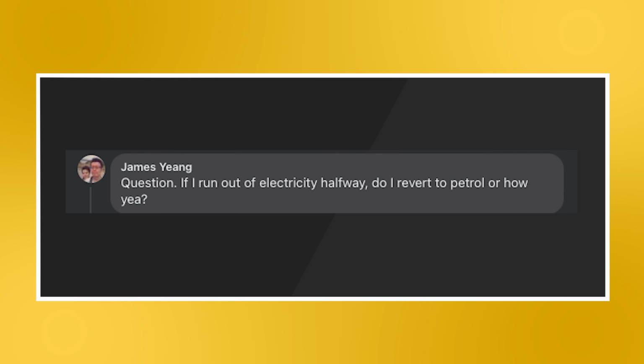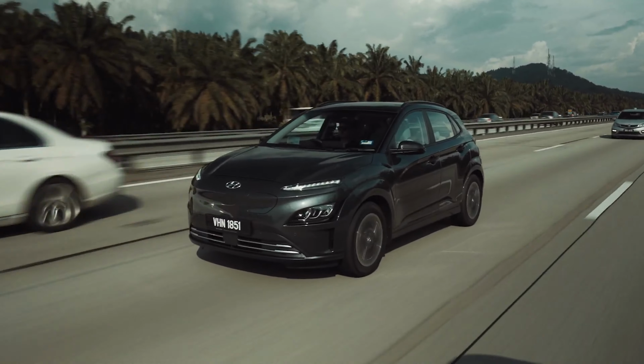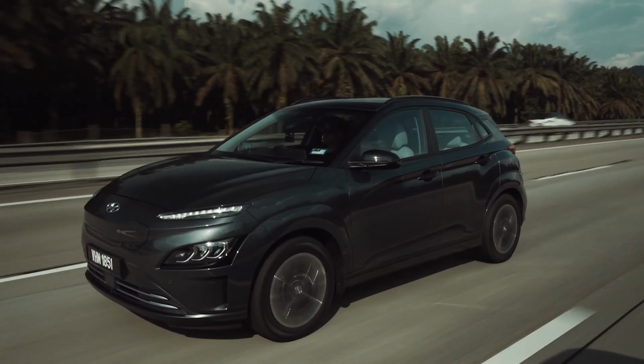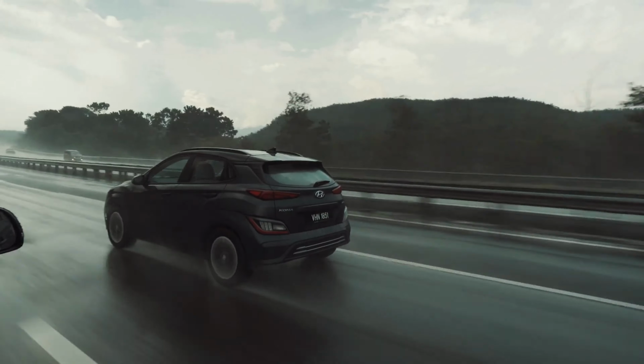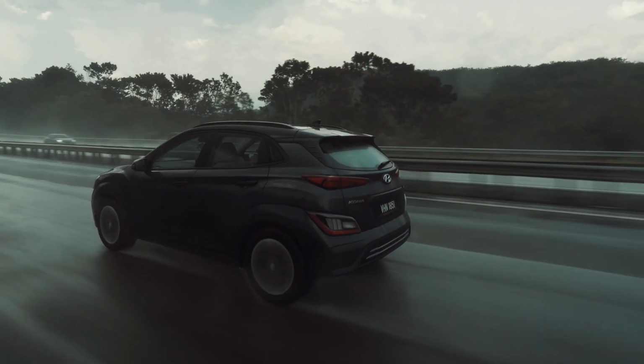Next, we have a question regarding the Hyundai Kona EV that we reviewed. Question: if I run out of electricity halfway, do I revert to petrol or how? Okay, the Hyundai Kona EV is a battery electric vehicle with a fully electric powertrain. There is no internal combustion engine here. So, if you do run out of charge halfway through your journey, the car will stop running. You will then need to tow or push the vehicle to the nearest charging station.